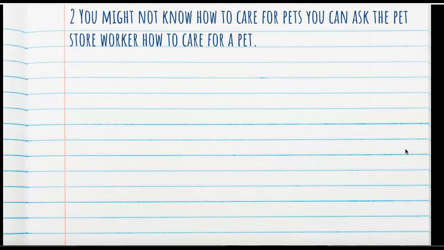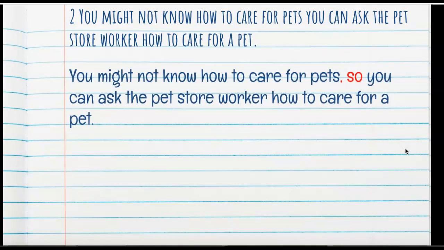We're going to fix it by adding a conjunction. What conjunction do you think we can add to this run-on sentence to make the compound sentence make sense? All right, so I added the conjunction so. You might not know how to care for pets, so you can ask the pet store worker how to care for a pet. Remember that conjunction so is used when you're saying that the second idea is because of the first idea. So if you don't know how to care for pets, you can then ask the pet store worker how to care for a pet.